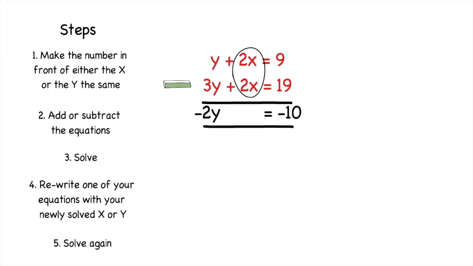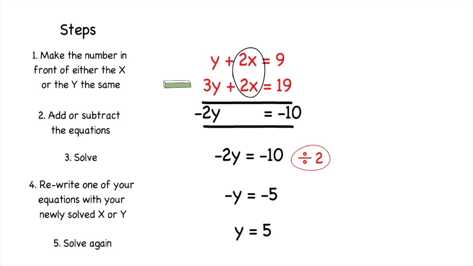This is the goal. We want to get rid of either the x or the y and be left with only one unknown. Once we've done that, we can solve for our y. If minus 2y equals minus 10, then we divide both sides by 2, and we know that minus y is minus 5. If everything is a minus, we can just times everything by minus 1. So essentially, we're just getting rid of the minuses for everything in our equation.